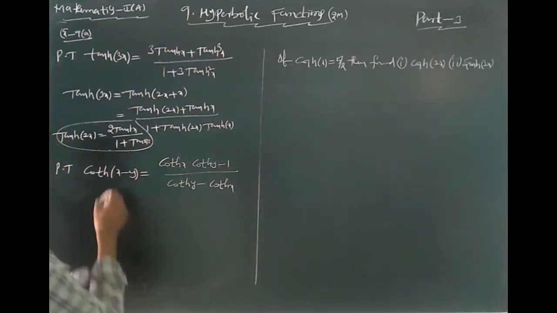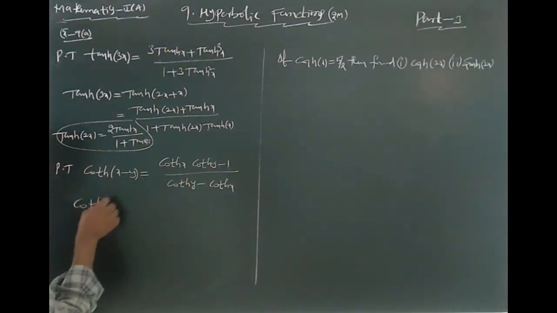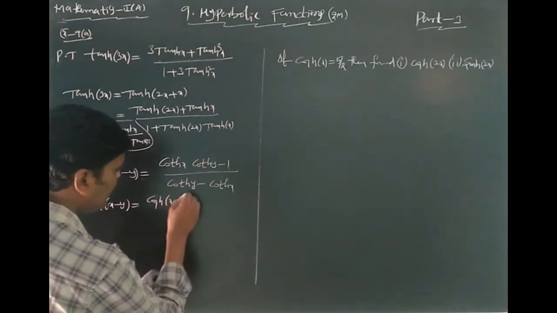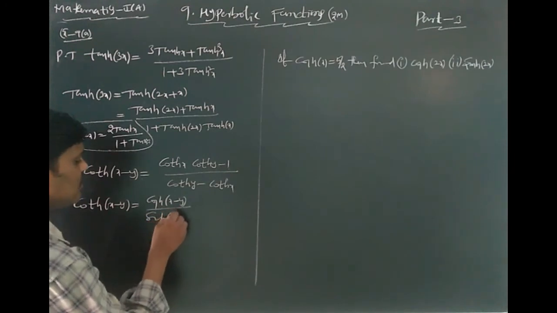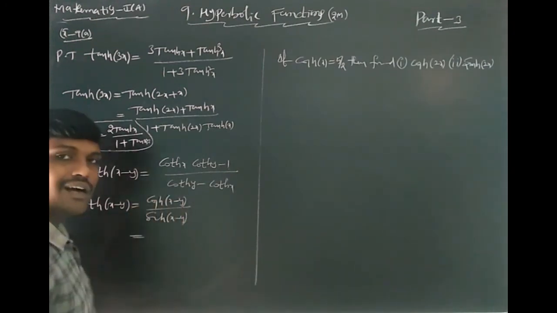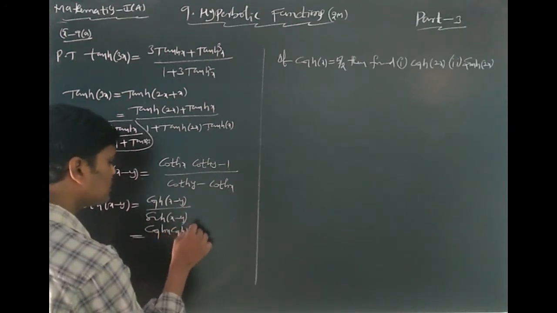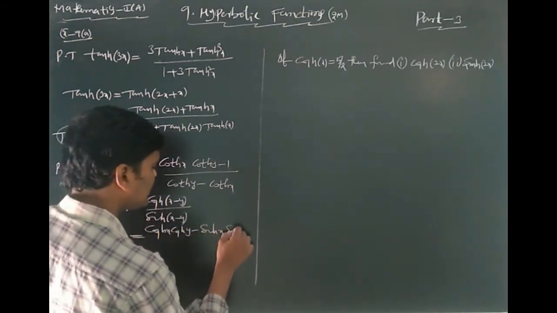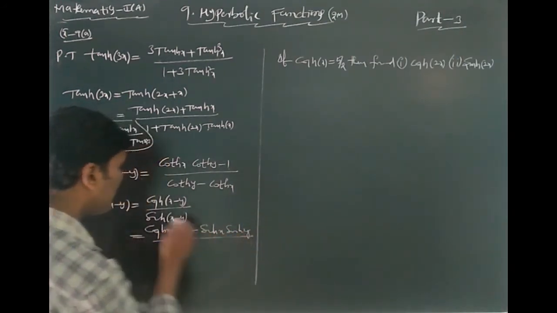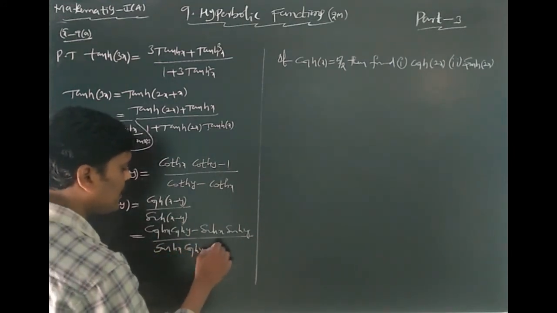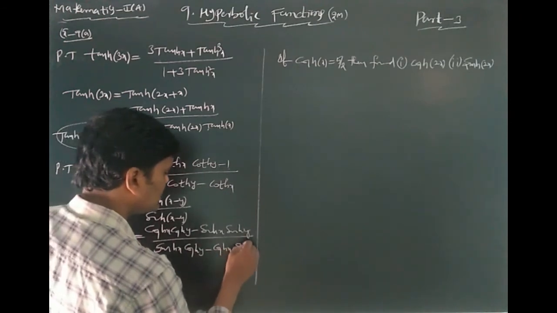Second one, cot is there. Cot h of x minus y. Let us take cos h of x minus y by sin h of x minus y. You can write cos h of x minus y formula, cos hx into cos hy minus sin hx into sin hy, all by, you can write this formula, sin hx into cos hy minus cos hx into sin hy.